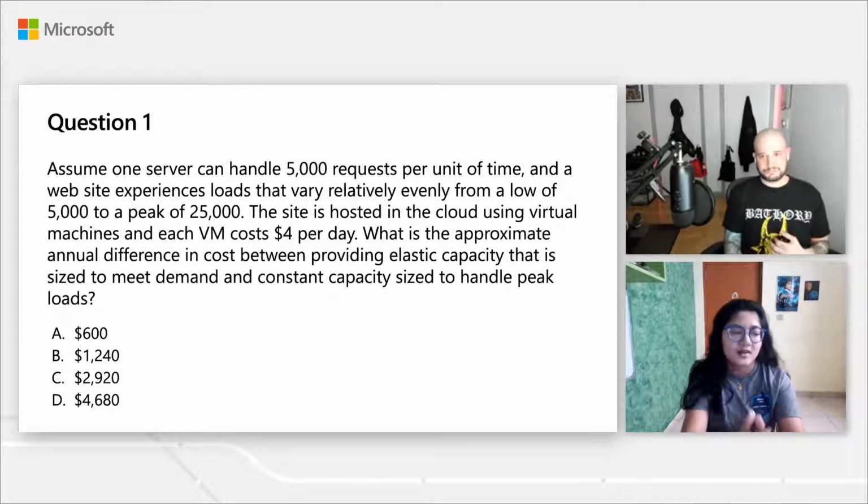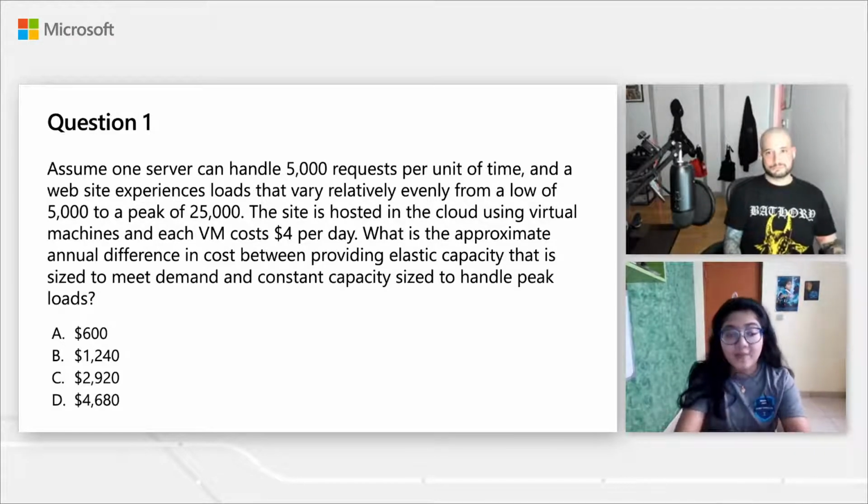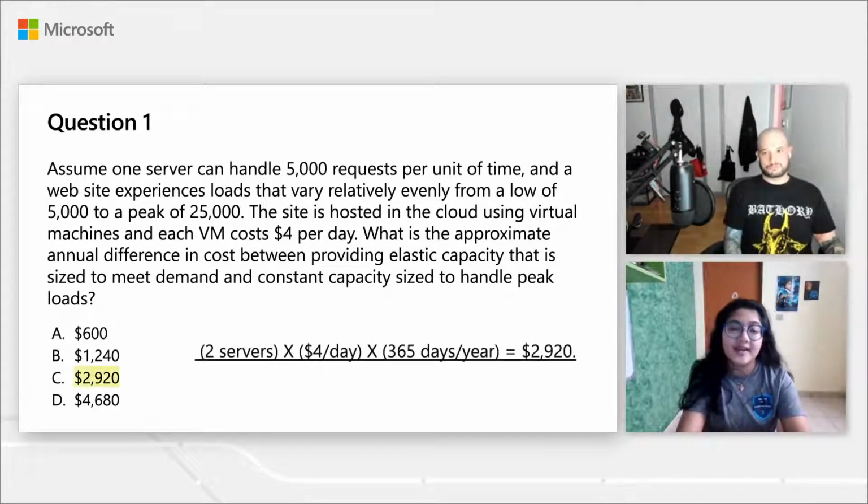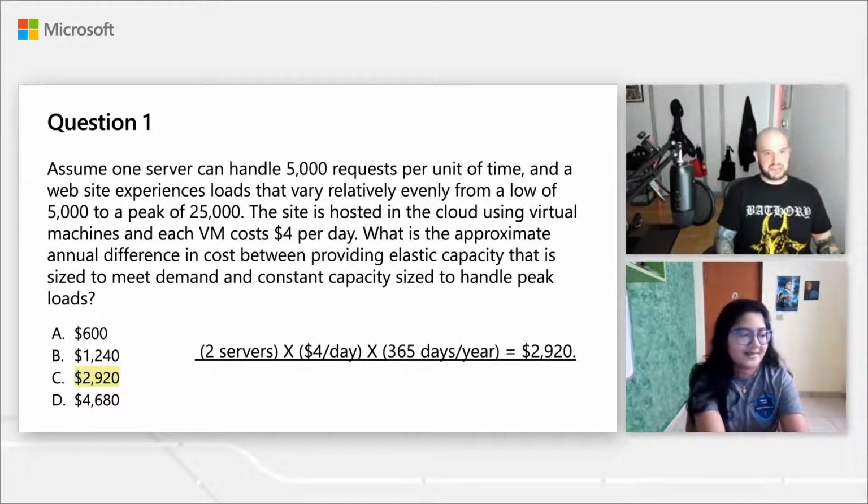So we have two servers and they cost $4 per day, and we have 365 days a year. If we multiply all of them, we get the answer as $2,920. That makes a ton of sense to me. I mean, it's simple math, right? Mm-hmm.